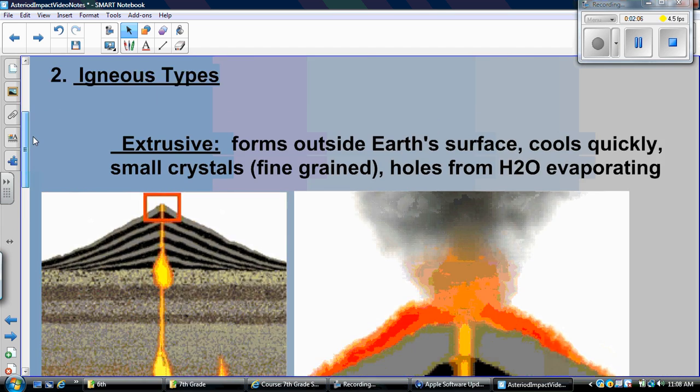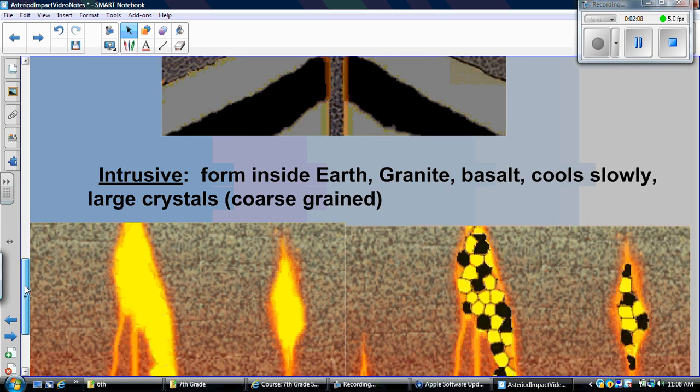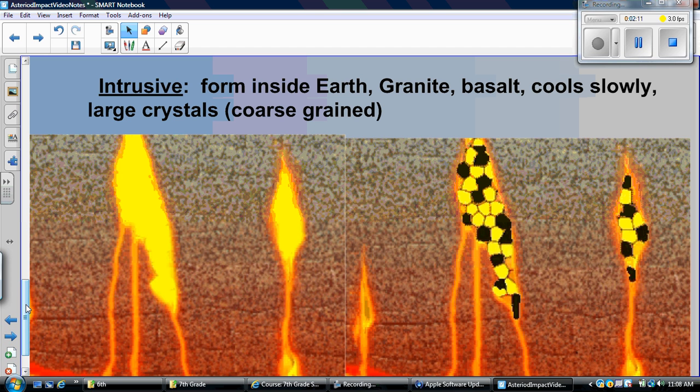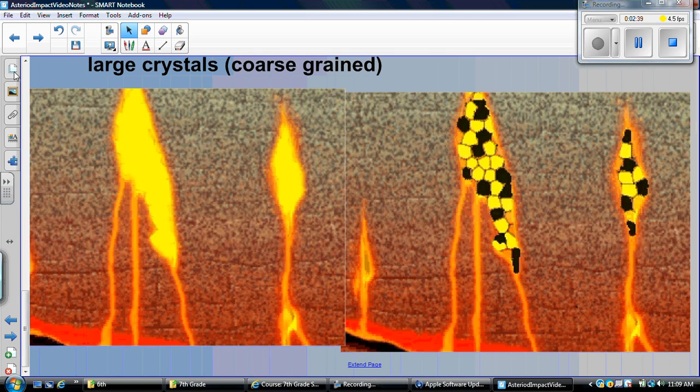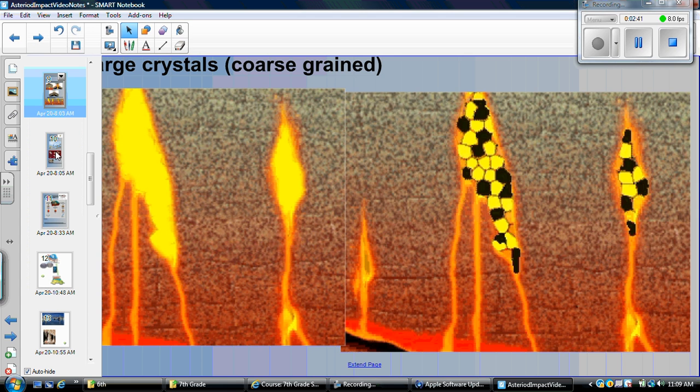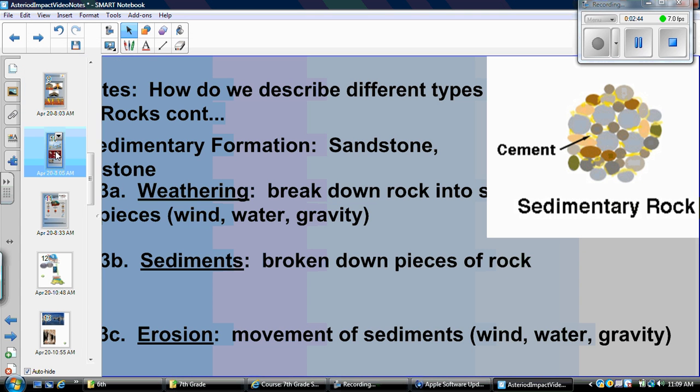Intrusive rock, do I have any other pictures? No, okay. Intrusive rocks form inside the earth. They are exposed to a lot of temperature and they have time to form, so they cool slowly. And they have large crystals, which we call coarse grain. Granite and basalt are the two most common igneous rocks that we have here on Earth. Granite makes up most of our continental crust. Basalt makes up most of our oceanic crust. So those are the two types of igneous rocks forming from the cooling and hardening of magma and lava.